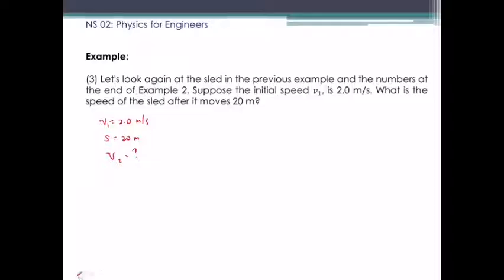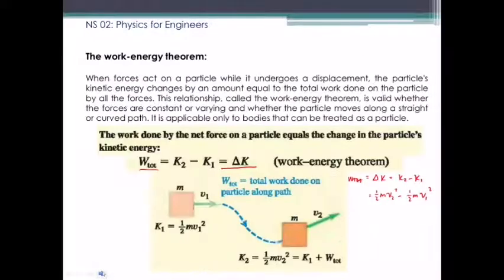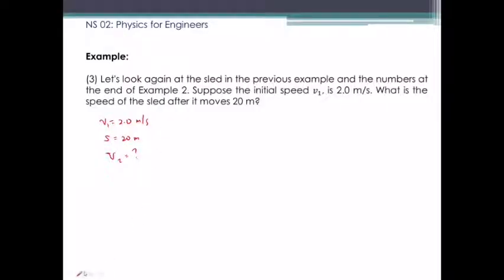The problem is the sled problem, this one, wherein the total work we obtained is 10 kilojoules. Okay? Total work for that problem is 10 kilojoules. So if we try to obtain v2, from the formula for total work, that is delta K, kinetic energy, or K2 minus K1.